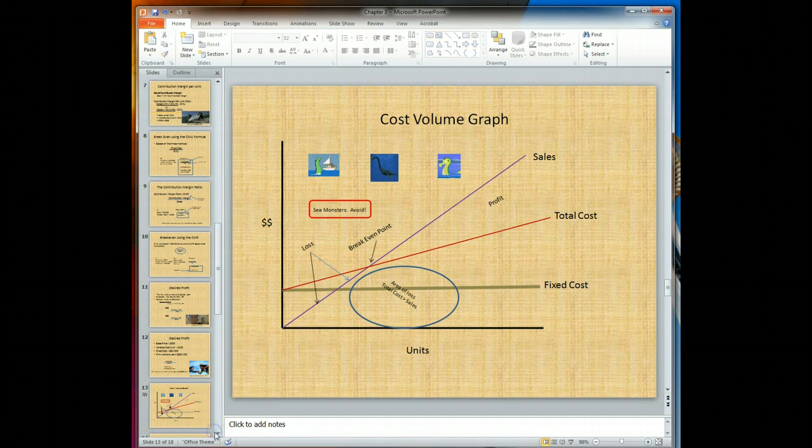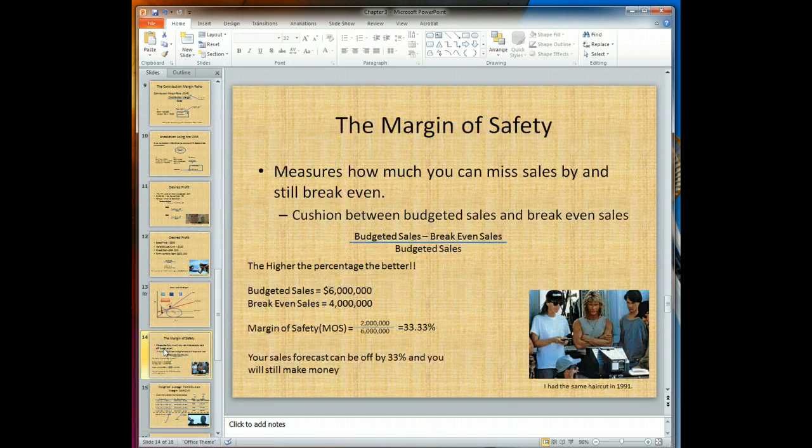Anything else in this chapter? Oh, there's more. There's the margin of safety. No big deal here. All the margin of safety is asking you is how much you can mess up your sales. Sales are estimates. What do we know about estimates? We just make them up. How do we make up a budget? We say, well, what did we spend last year? And we just plug that in and hope for the best.